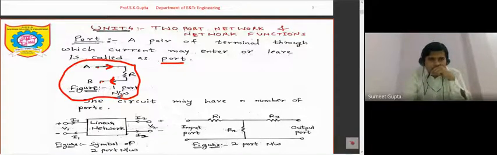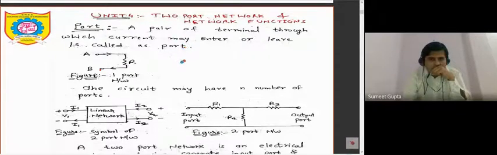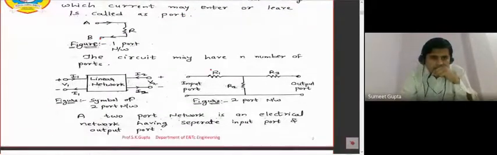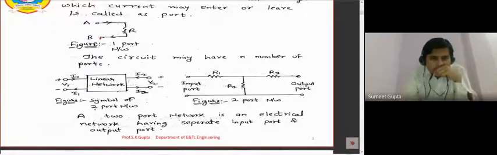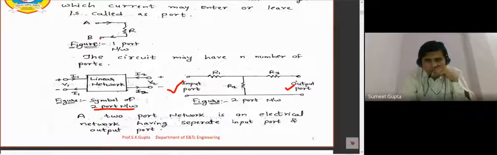Now your circuit may have n number of ports. Basically, we are focusing on the two-port network. We will forget about other ports. We will just consider the input port and the output port, and that is termed as the two-port network.